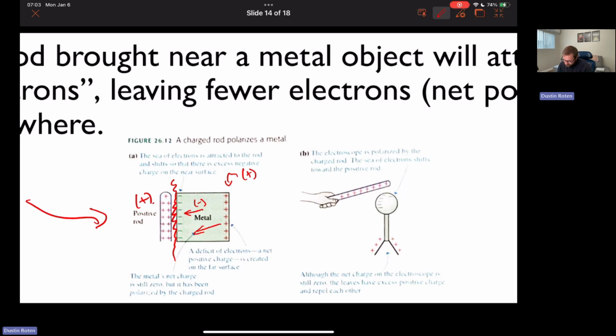We can put a positively charged rod above it. Ooh, that's supposed to be a plus sign. Wow. Let me try that again. There we go. So we can put a positively charged rod above it.